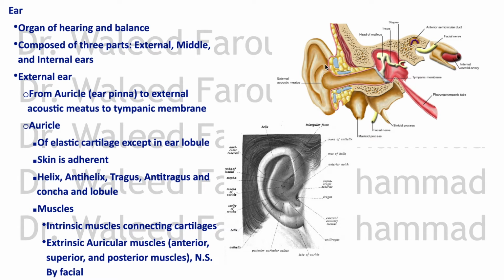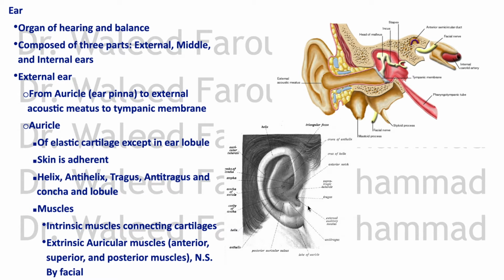The auricle is a very prominent feature outside. It's anchored to the edges of the bony part of the external acoustic meatus by this cartilaginous piece. It's all made of elastic cartilage except for the lower part, which is devoid of cartilage, just fibrofatty tissue, the ear lobule. This is called the lobule.